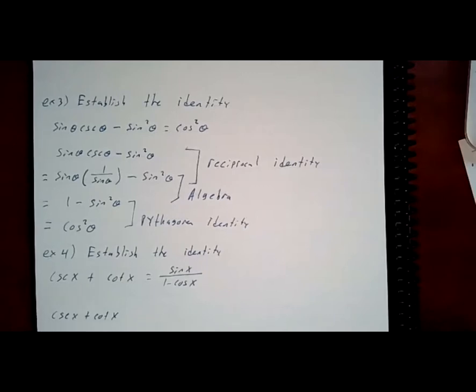So cosecant is the same as 1 over sine x, right? Cotangent is the same as cosine x over sine x. So from here to here, we did the quotient property. Can you erase the paper, please? Oh, thank you.